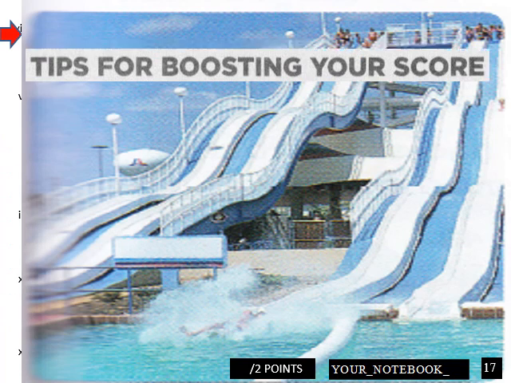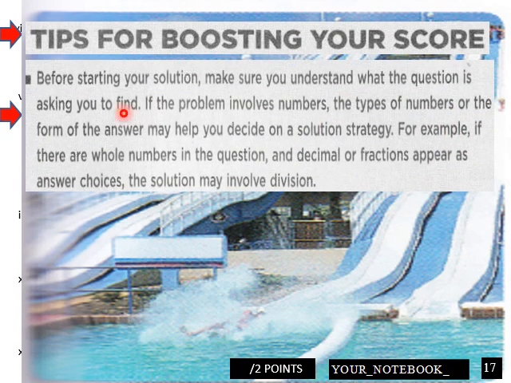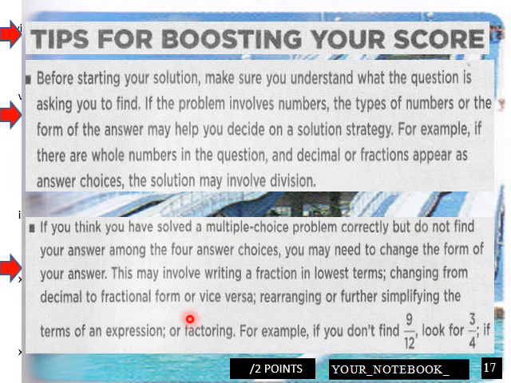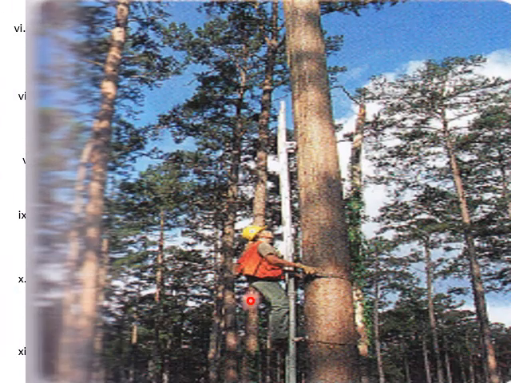Your grid-in, page 17, tips for boosting your score. Before starting your solution, make sure you understand what the question is asking you to find. If the problem involves numbers, the types of numbers or the form of the answer may help you decide on the solution strategy. For example, if there are whole numbers in a question and decimals or fractions appear as answer choices, the solution may involve division. If you think you have solved a multiple choice problem correctly but do not find your answer, you may need to change the form of your answer. This involves writing it in a different form.